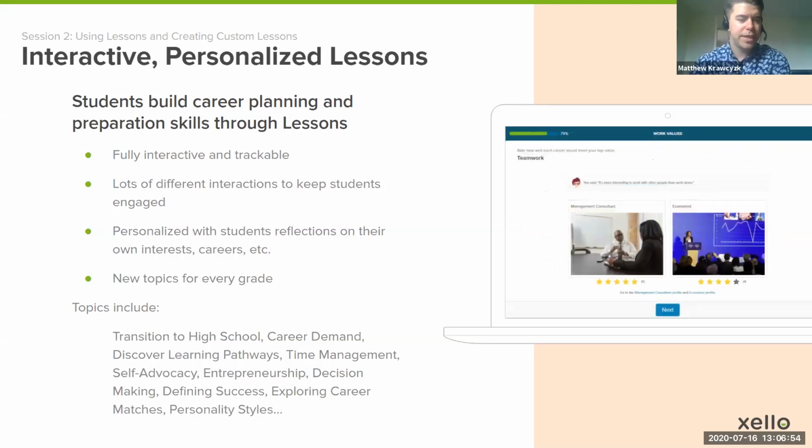So some topics you can see here, some really neat ones: transition to high school for those 8th grade students, career demand, so getting an understanding of what career demand is, how it works, discovering learning pathways, so career clusters and pathways, time management on the social emotional side, right? Understanding that there's a need to be able to break off time from work and personal, to be a self-advocate. Entrepreneurship, obviously very important, especially in this day and age. Decision making, defining success, exploring career matches, and of course, personality style. And this is just to name a few that we have.